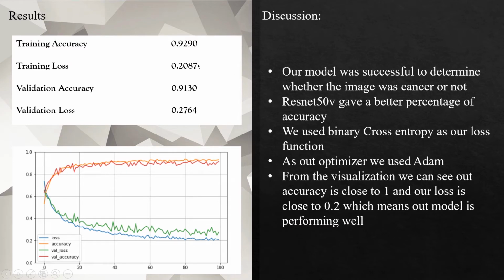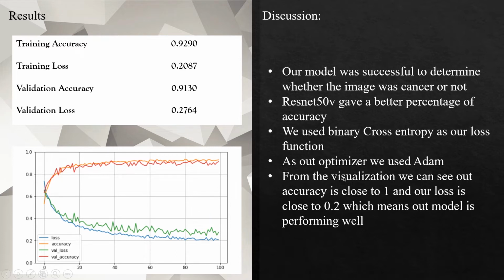After that, we tested it and found the following results. The training accuracy was 0.9290, the training loss was 0.2087, the validation accuracy was 0.9130, and the validation loss was 0.2764. Here is a visual representation of our training, and we can see that our validation accuracy and training accuracy are close to 1, and our validation loss and training loss are close to 0.2.